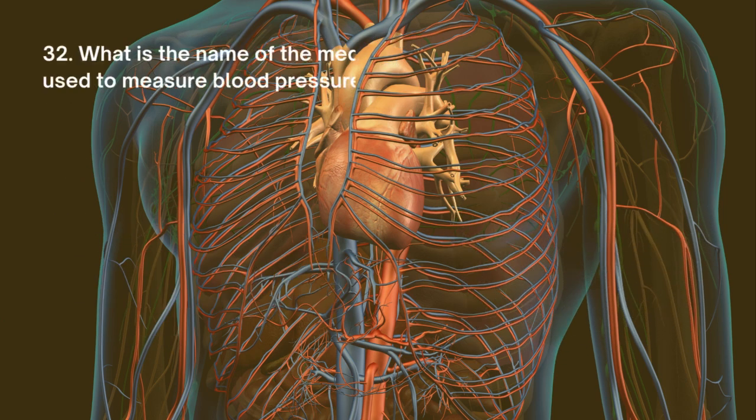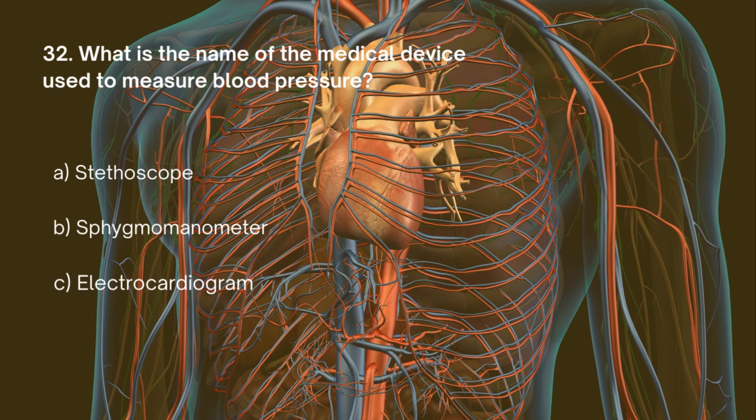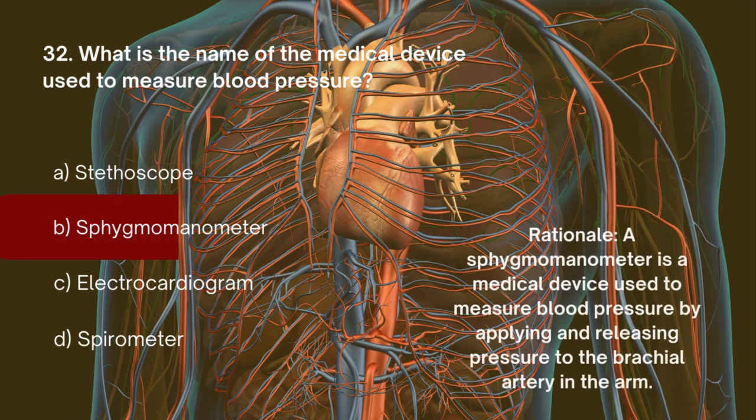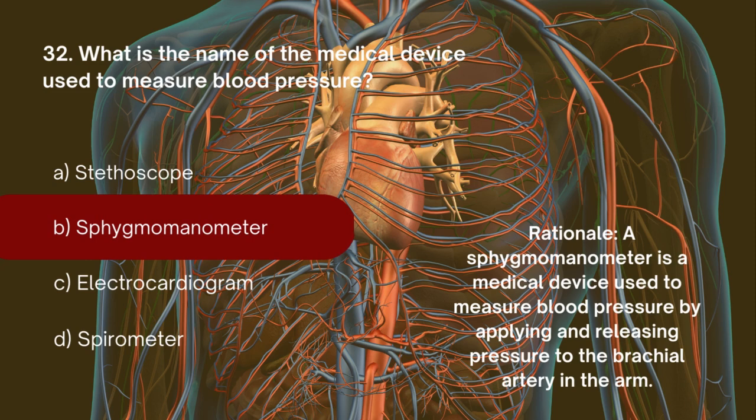32. What is the name of the medical device used to measure blood pressure? A. Stethoscope. B. Sphygmomanometer. C. Electrocardiogram. D. Spirometer. Rationale: a sphygmomanometer is a medical device used to measure blood pressure by applying and releasing pressure to the brachial artery in the arm.